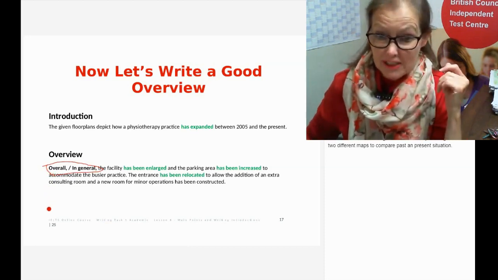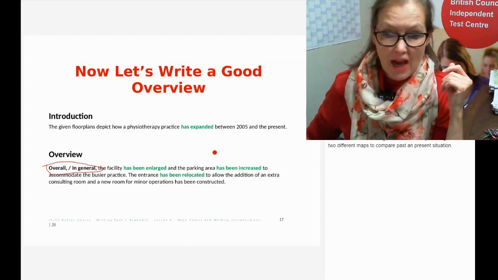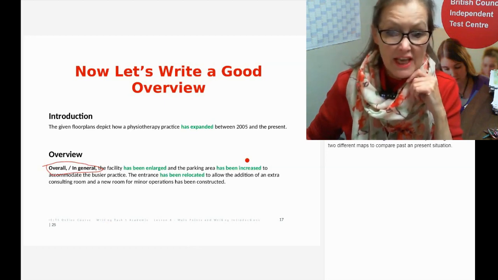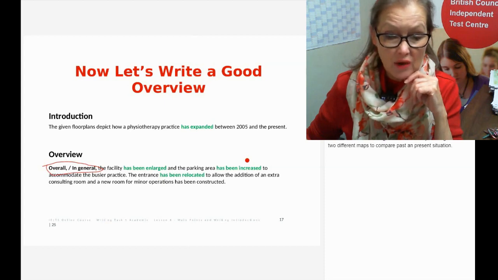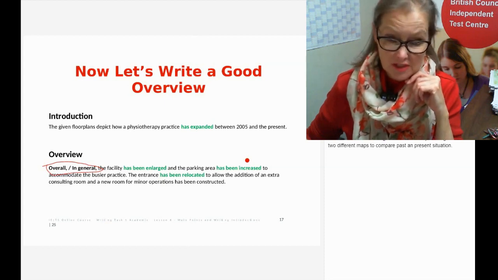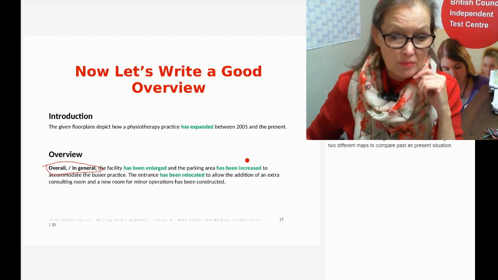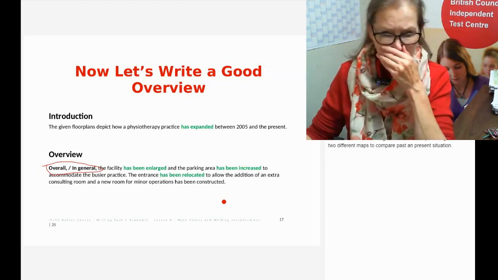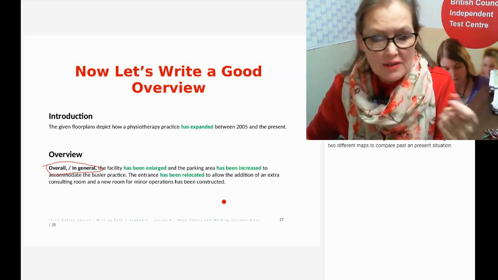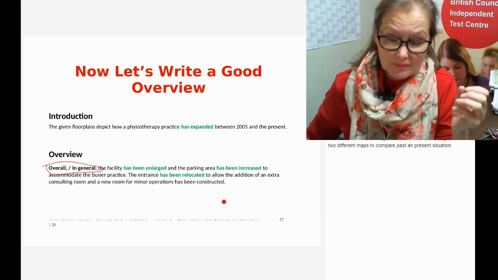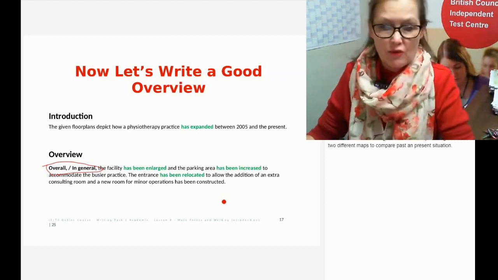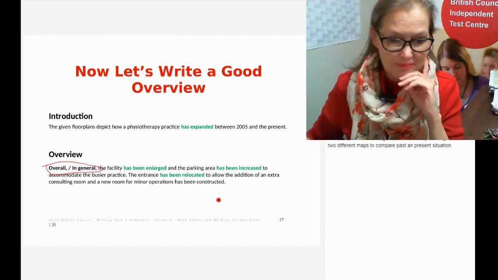The facility has been enlarged and the parking area has been increased to accommodate the busier practice. The entrance has been relocated to allow the addition of an extra consulting room, and a new room for minor operations has been constructed. So those are the main points. It's been enlarged, the parking area has been enlarged, the entrance has been relocated to create space for additional rooms. Good.